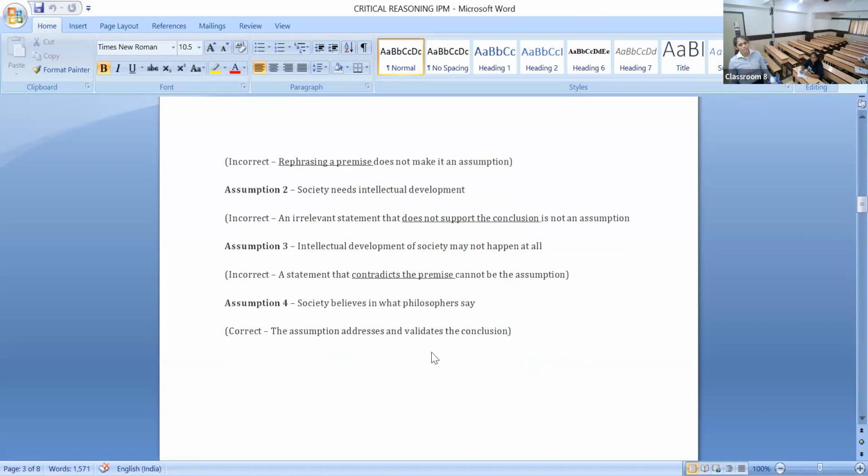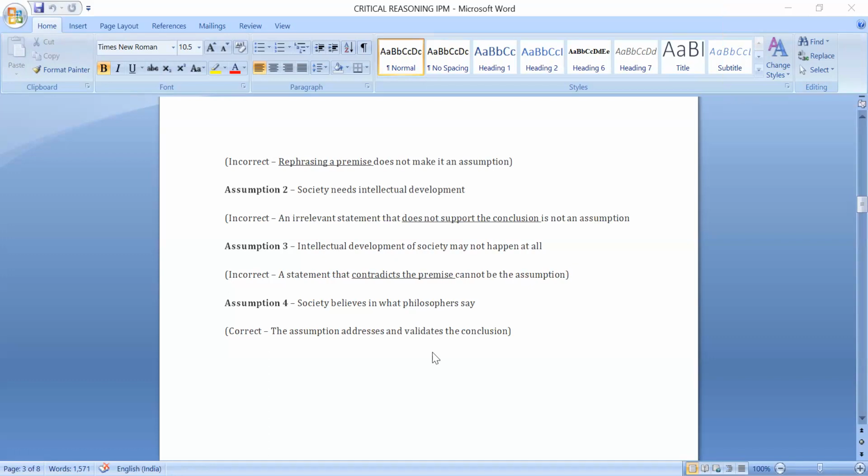So you can see this society believes in what philosophers say, yes, because it validates the conclusion. So you have to ensure that it validates the conclusion. Please write it down. Rahul, can you read out your four sentences, whatever you wrote? Rephrasing a premise does not make it an assumption. An irrelevant statement that does not support the conclusion is not an assumption.